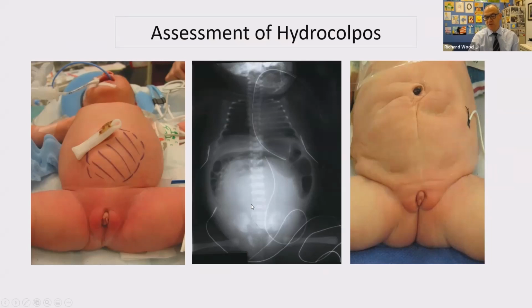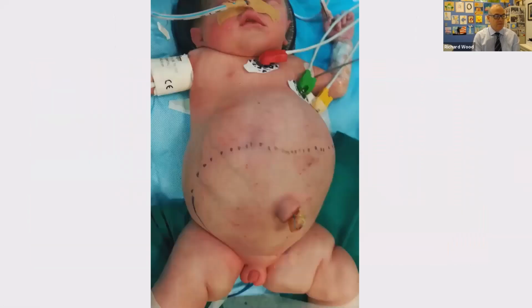And this is important to diagnose because it'll affect our care in the first several hours of treatment. Sometimes this can be extremely large, as it is in this case, and the baby may even struggle to breathe because of the size of the hydrocolpos.